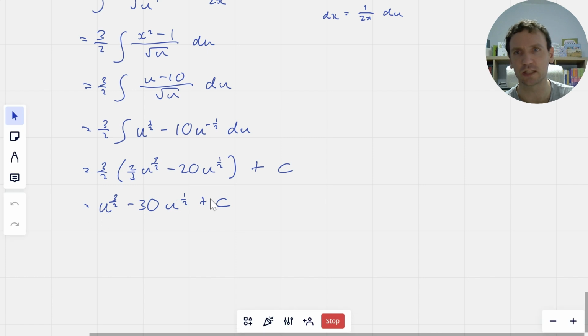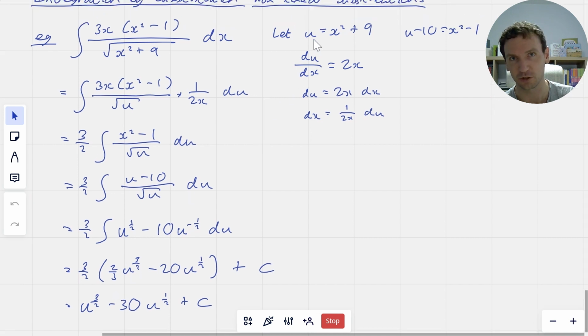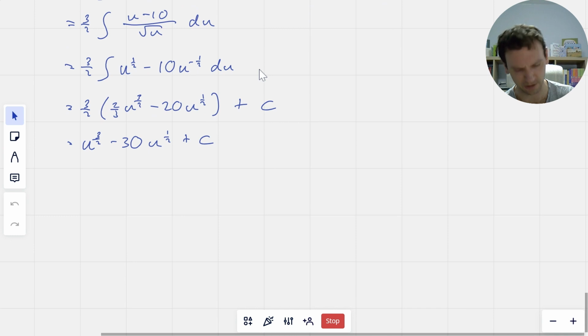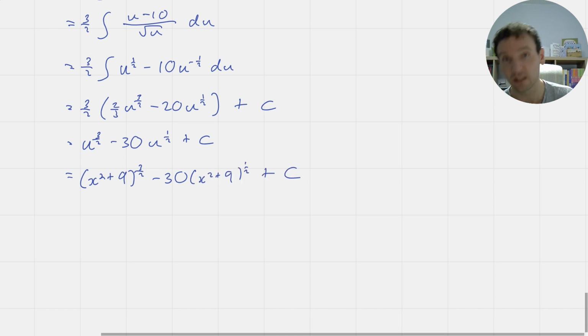Are we done? Almost. One extra step needed. The integral was in terms of x, so we want to give our answer in terms of x. Well, fortunately, that's easy enough because we know u in terms of x. So at the end, all we need to do is go through and replace all our u's with x squared plus 9. So we've got x squared plus 9 to the 3 over 2, subtract 30 times x squared plus 9 to the half, plus c, and we're done. Thank you very much.